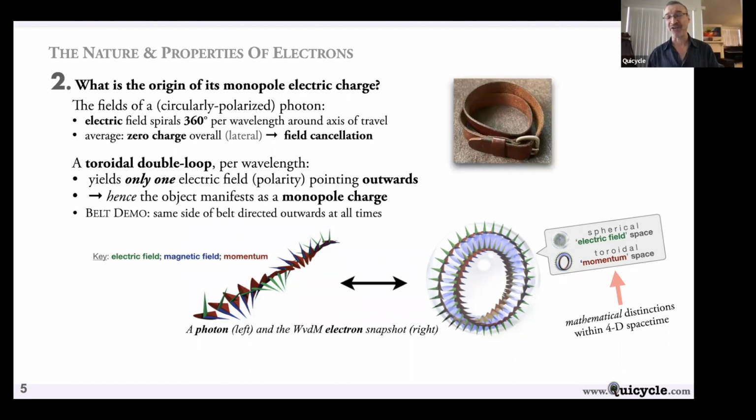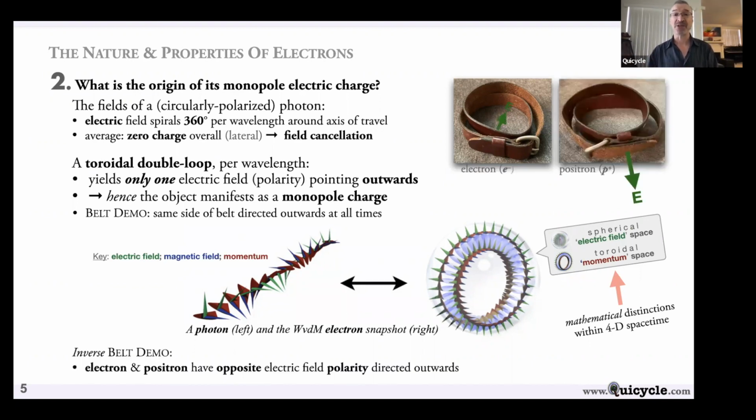John loves to point out that the belt demo is a really great way to show the particle structure. If you take a belt and put a twist of 360 degrees in it, and then you tie the belt, it will naturally flop into this double loop rotation, in which we notice that the same side of the belt is pointing outwards at all times. In the case of the positron, which is the same particle but with the opposite charge, that would be like the belt was inside out, with the opposite electric polarity of the particle pointing out at all times, and hence the positron would have a positive charge. And again, we're going to look at those in a little more detail later on.